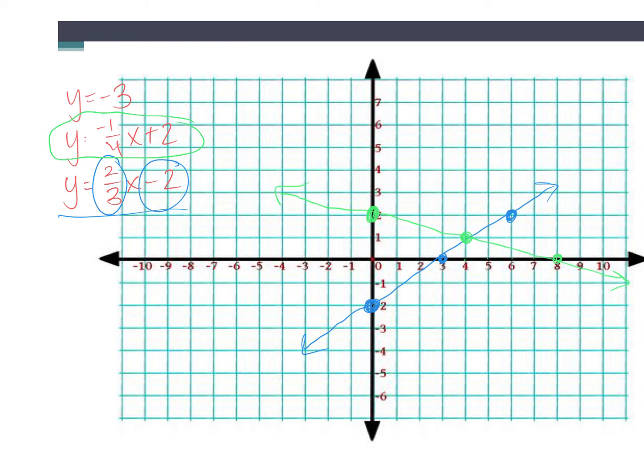Yours should look a lot better than mine because you can draw straight lines in Notability. Questions on this guy? Zach, you good? Okay. No, but like it makes sense? Okay. Ava? All right.